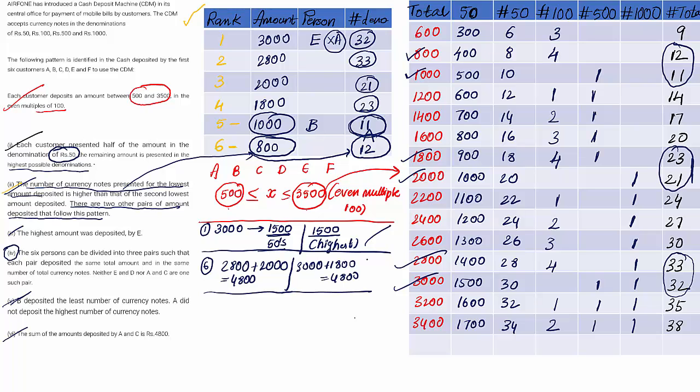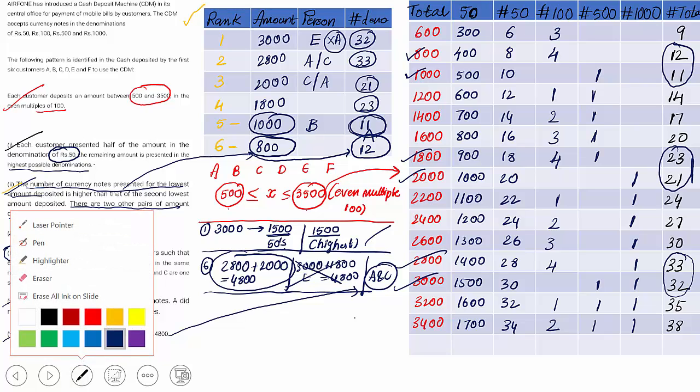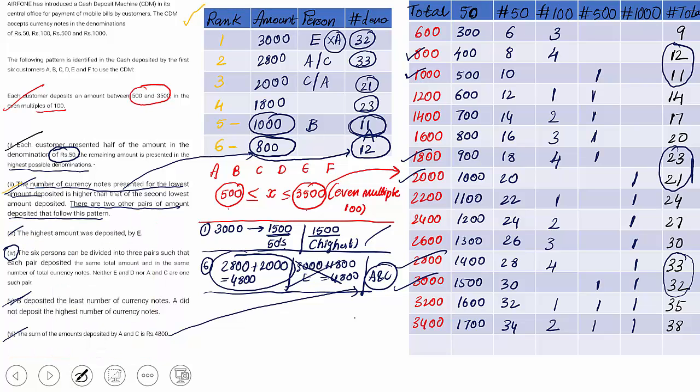But we were asked to find A and C. So A and C is 4,800, but this is E, so this need not be considered. So the only values we have are 2,800 and 2,000. So this can be A or C or C or A. We are done with this point as well. So 5th point is done, 6th point is done, and we are left with 4th point. Let's understand what that is.